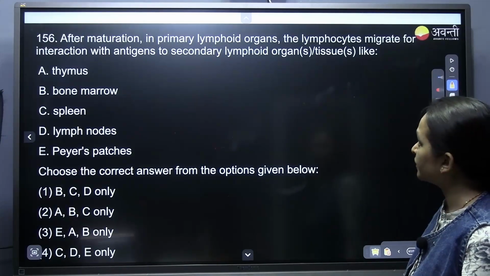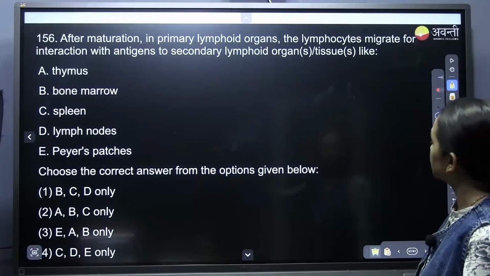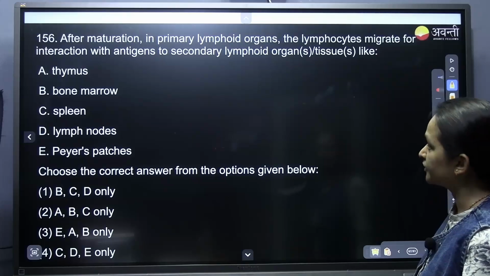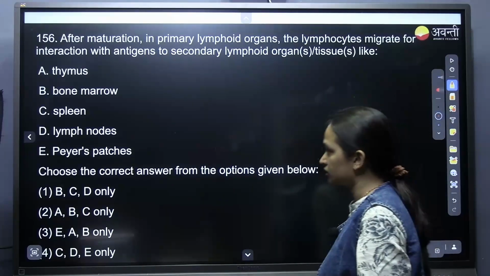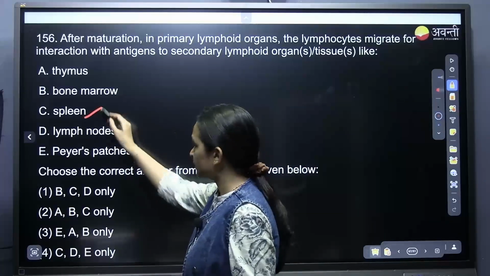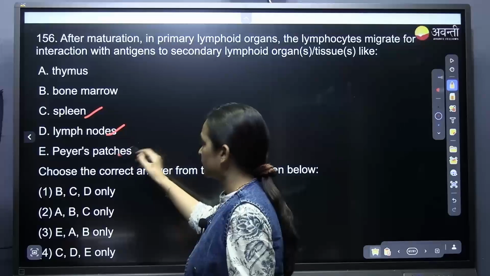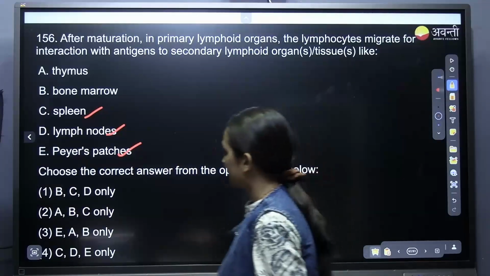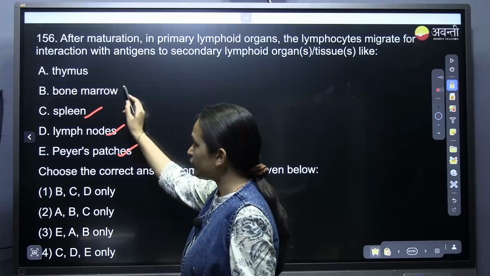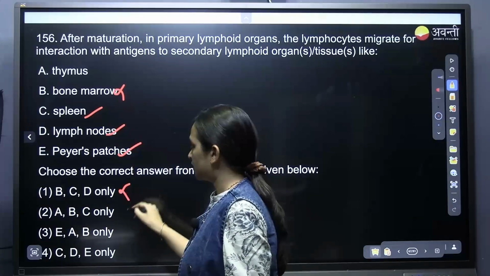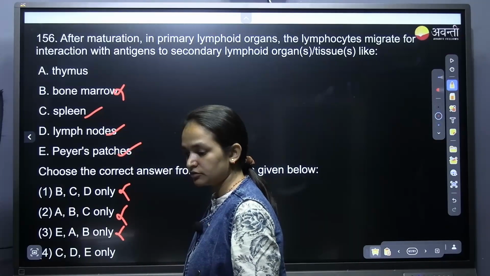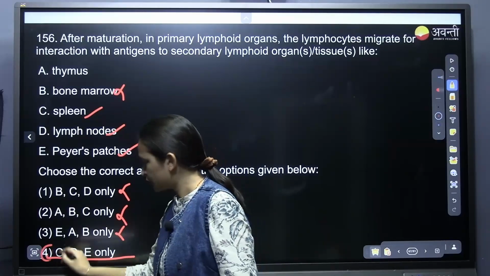After maturation in primary lymphoid organs, the lymphocytes migrate to interact with the antigens to secondary lymphoid organ tissue like. So, you need to find which are the secondary lymphoid organs. Secondary lymphoid organs are spleen, lymph nodes, Peyer's patches. Option A. Bone marrow is primary, right? So it is option 4.